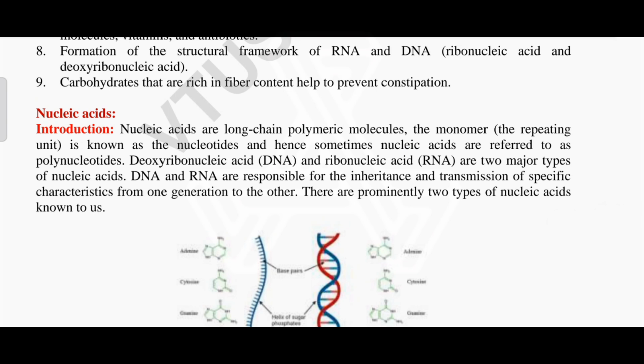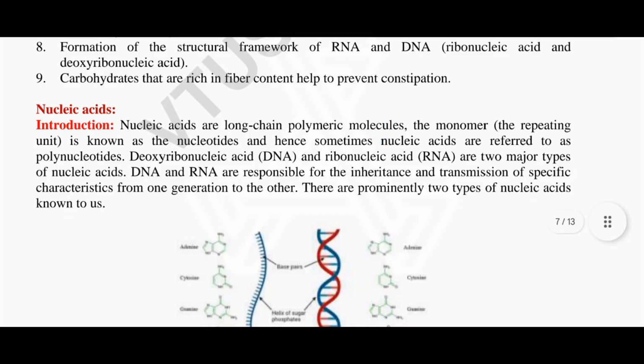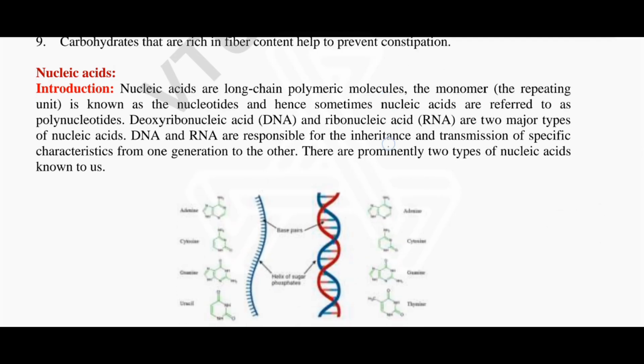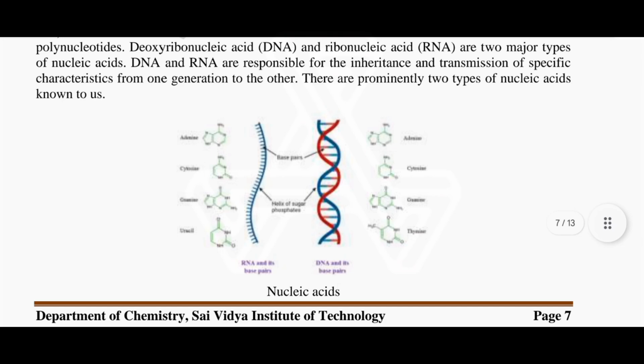Nucleic acids. Nucleic acids are long-chain polymeric molecules. The monomer, the repeating unit, is known as the nucleotide, and hence nucleic acids are sometimes referred to as polynucleotides. Deoxyribonucleic acid, DNA, and ribonucleic acid, RNA, are the two major types of nucleic acid. They are responsible for the inheritance and transmission of specific characters from one generation to another.